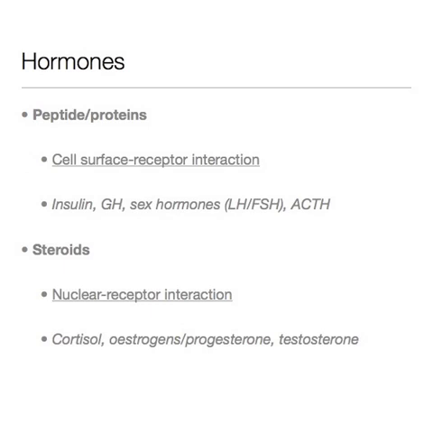So firstly, a little word about the endocrine system. Hormones are of two types, peptides or proteins, and steroids. Peptides and proteins have their interaction and therefore mediate function via surface receptors and include insulin, growth hormone, the sex hormones, that's follicle stimulating hormone, luteinizing hormone, and ACTH. Steroids, on the other hand, have their action at nuclear receptors and include hormones like cortisol, estrogen, progesterone, and testosterone.